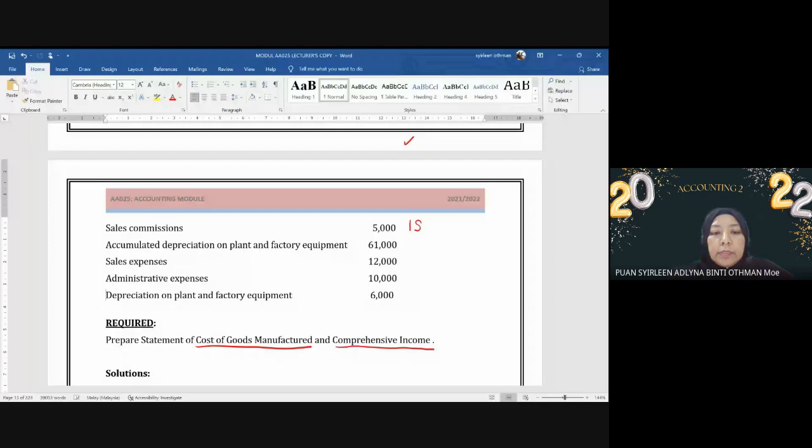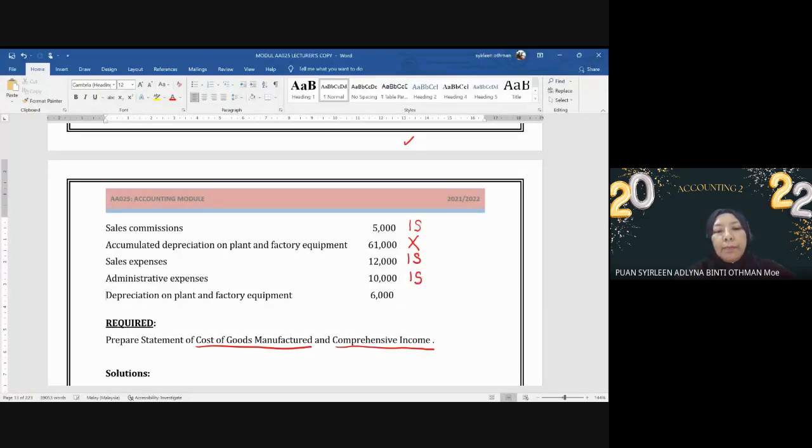Accumulated depreciation. Accumulated bukannya depreciation expense. So yang ni tak ada kena mengena lah. Okay, that one should be in your financial position. Okay, sales expense, that will be in your income statement. Administrative expense, income statement.